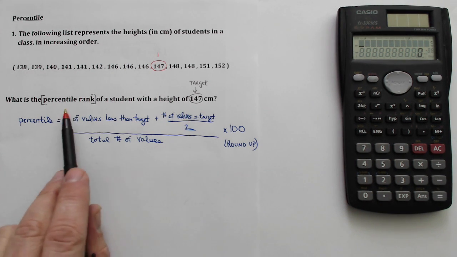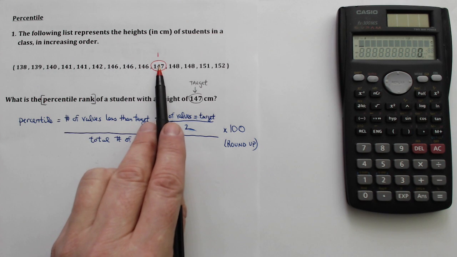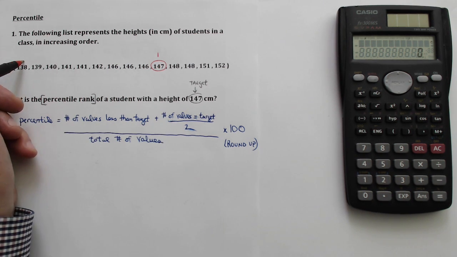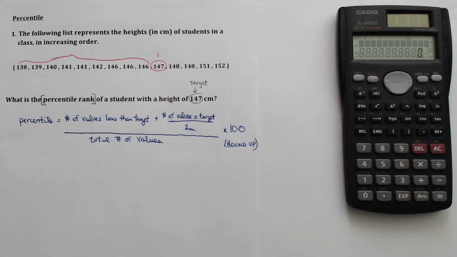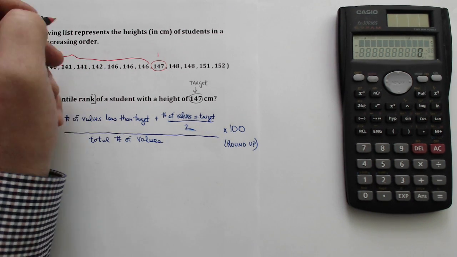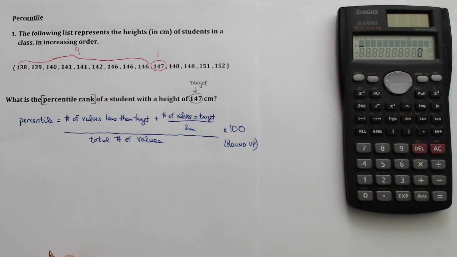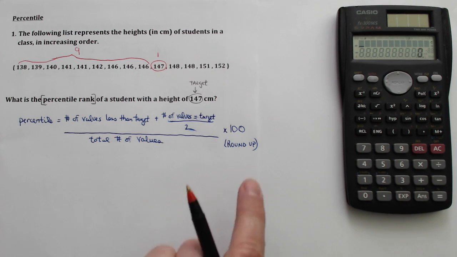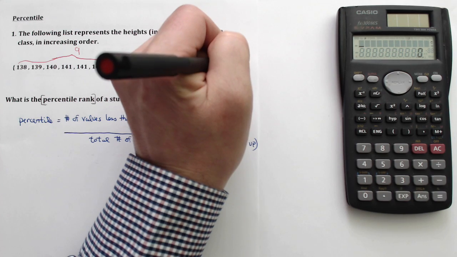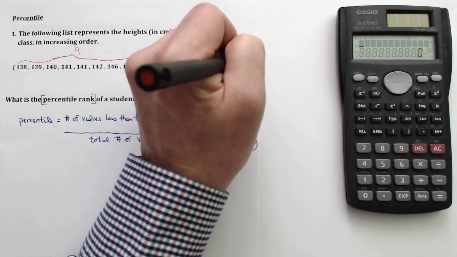We also need to know the number of values that are less than that target. So less than the 147, that's going to be made up of, since these are already in order, all of these ones over here. If we count them out, we're going to see that there are 9 of those. And the last thing that we need to remember for the bottom part of the fraction is how many there are in total. And it turns out that there are a total here of 14.